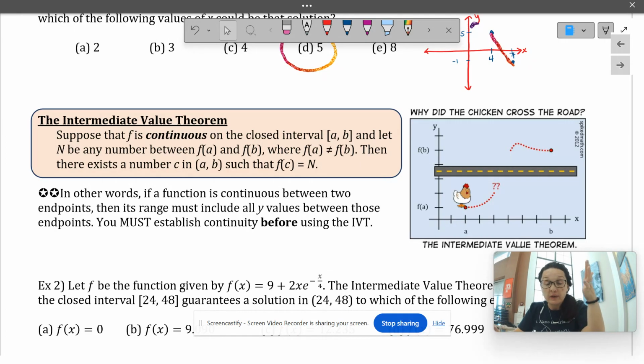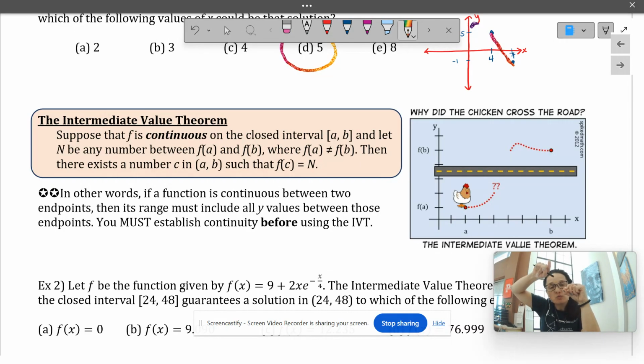Wow. Okay, that's another verbal mishmash of stuff. What it's saying is, suppose f is continuous on a closed interval. So suppose you have a smooth or maybe sharp but continuous curve from a to b, and n is a y value between f of a and f of b.